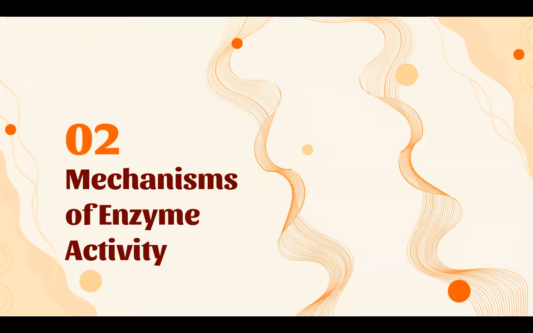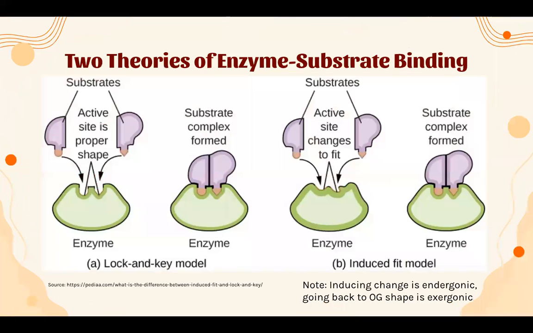Mechanics of enzyme activity. So there are two theories of enzyme substrate binding. The first is the lock and key theory. And this suggests that the active site of the enzyme is already in the correct shape to fit the substrates. There's nothing that the substrates need to do other than fit themselves into the active site. On the other hand, the induced fit model, which is the more scientifically accepted model, suggests that these substrates, when coming in contact with the enzyme, induce a conformational change in the enzyme, then allowing the substrates to fit and allowing the substrate complex to form.